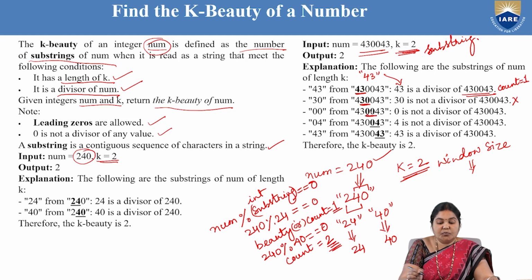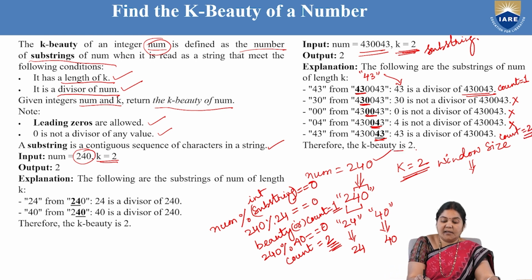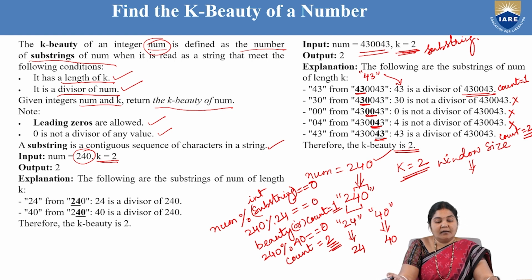Next, the two zeros is a substring. Then 0 is not a divisor of this number. Okay, fine. Then 04 is a substring. Then 4 is not a divisor of this number. Then 43 is the substring, converted into integer 43. 43 is a divisor of this number. Yes, so count will be incremented. So count is equal to 2. Therefore k-beauty is equal to 2. There are 2 k-beauties for the given number.